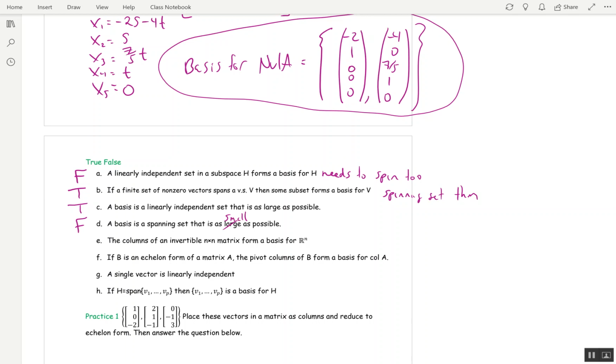The columns of an invertible n by n matrix form a basis for Rn. That's true, and that's because by the invertible matrix theorem, the columns of an invertible matrix span Rn and they're linearly independent. So you have those two conditions met. If B is an echelon form matrix of A, the pivot columns of B form a basis for col A. False. You have to go back and use the columns from A.